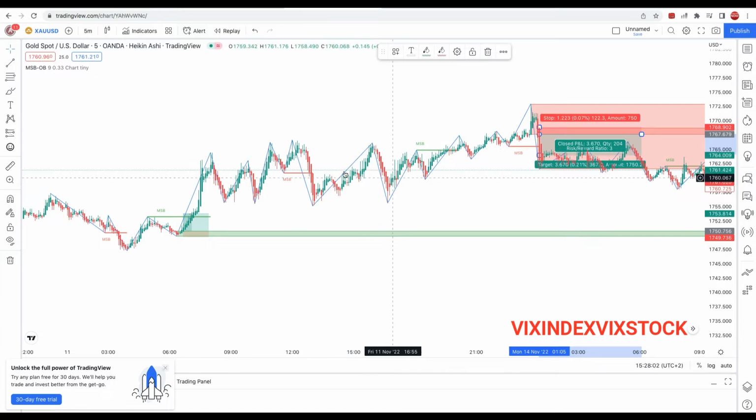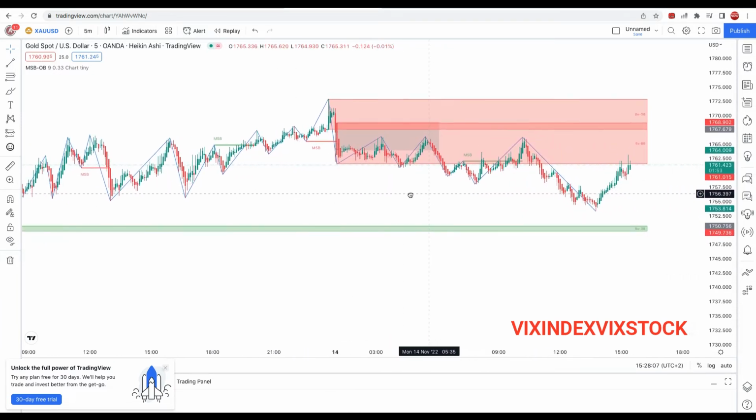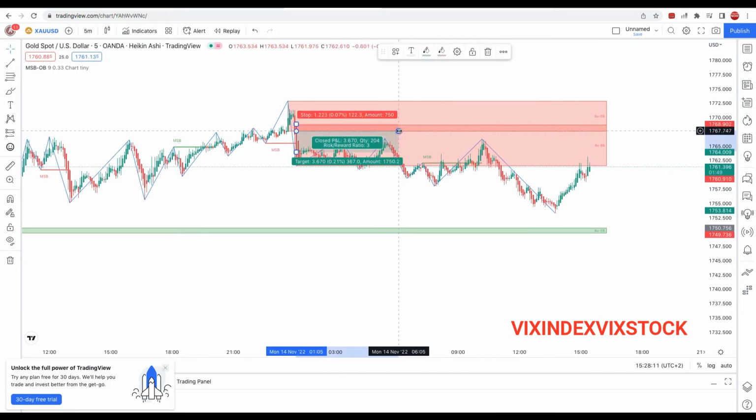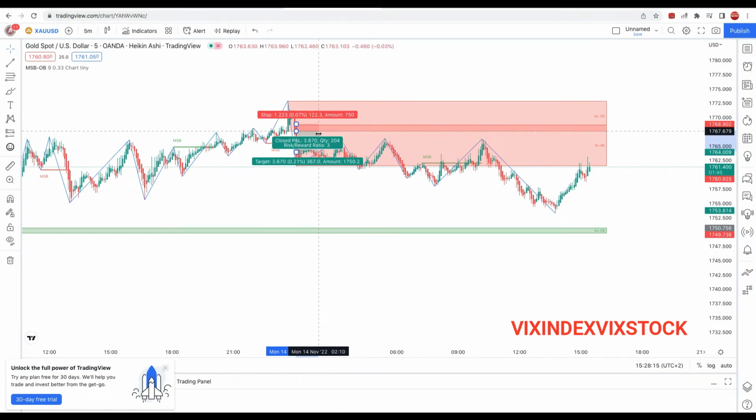And there were many trades here as well that you could have taken. So this is for people who love to scalp the markets, who don't want to be in the markets for a very long time. You can see I'm using the default settings. I'm simply using the default settings here.